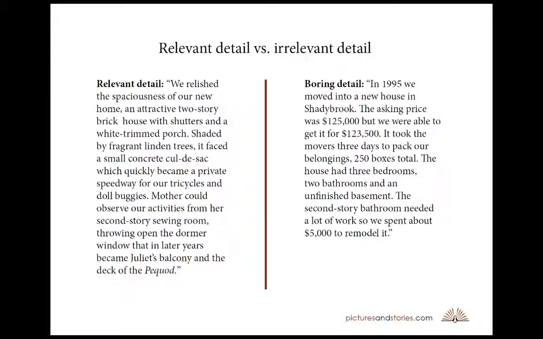The second example here basically gives you all the data, but none of it's particularly interesting. In 1995, we moved into a new house in Shady Brook. The asking price was $125,000, but we were able to get it for $123,500. It took the movers 3 days to pack our belongings, 250 boxes total. The house had 3 bedrooms, 2 bathrooms, and an unfinished basement. The second-story bathroom needed a lot of work, so we spent about $5,000 to remodel it.